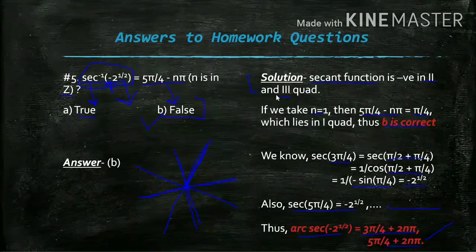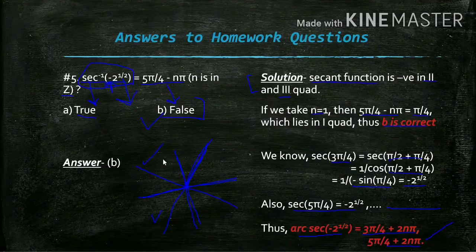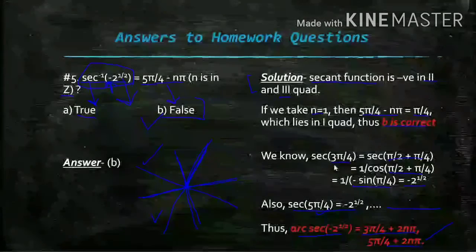You want the angles in the second and third quadrant. These two values are correct. So that means 3 pi by 4 and the 5 pi by 4 component is correct.